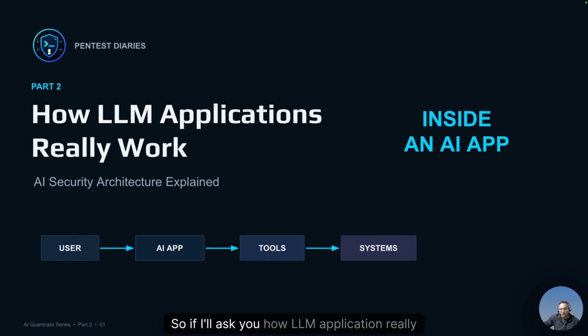So if I ask you how an LLM application really works, in the previous part itself I have already talked about what AI guardrails are and why they are becoming such important security controls. But before we start discussing attack defense, prompt injection, agents, or even RAG security, there's something we need to understand first. What exactly are we securing?